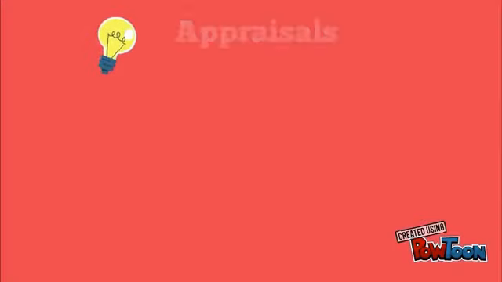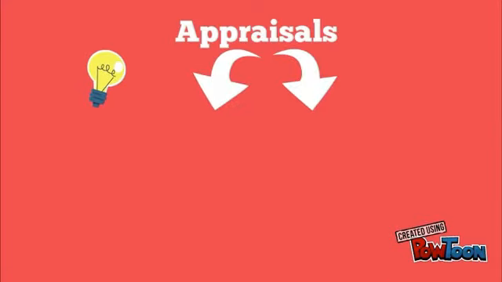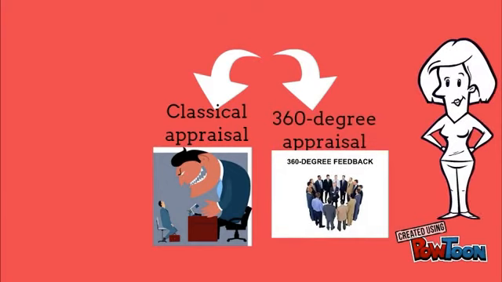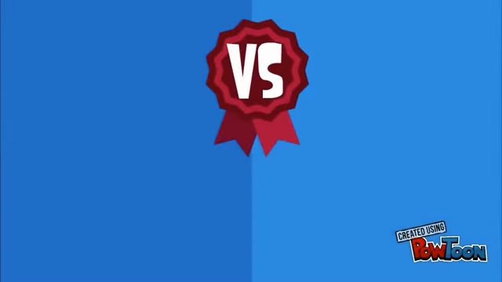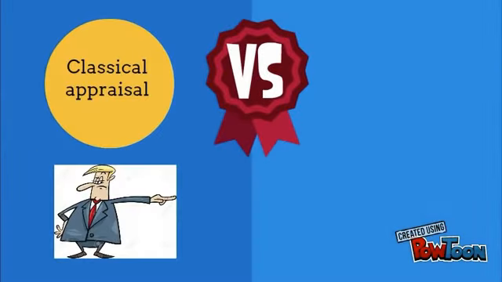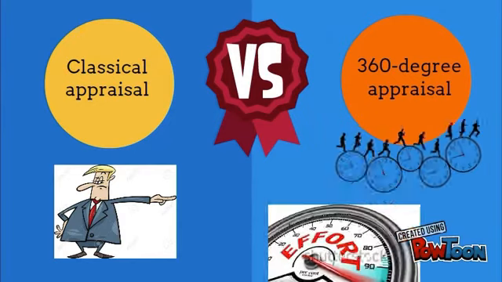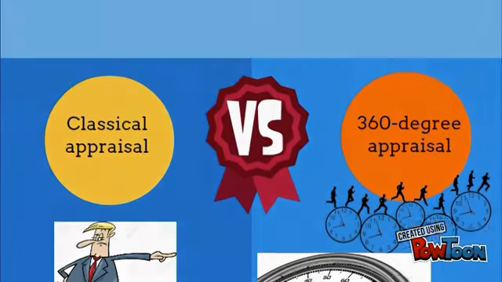Then we will talk about appraisals. There are two types of appraisals, a classical appraisal and 360-degree appraisal. The classical approach is a sort of assessment by managers to appraise their subordinates. Its main disadvantage is that it's a one-man stand, only the manager is appraising everyone. The 360-degree appraisal documents feedback from managers, employees, and subordinates. Its main disadvantage is that it's time and effort consuming.